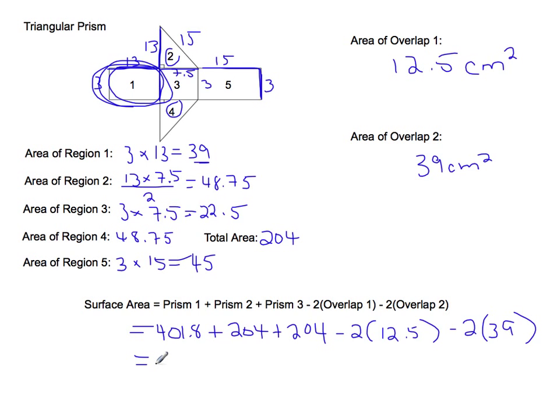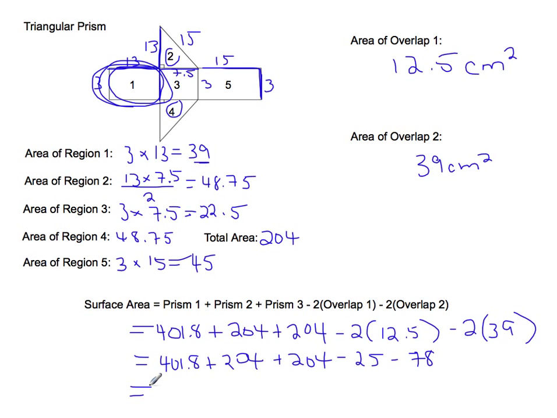So we have 401. Too funny that my phone actually had to ring on this. This is 25, 2 times 12.5, and this is going to be 78.